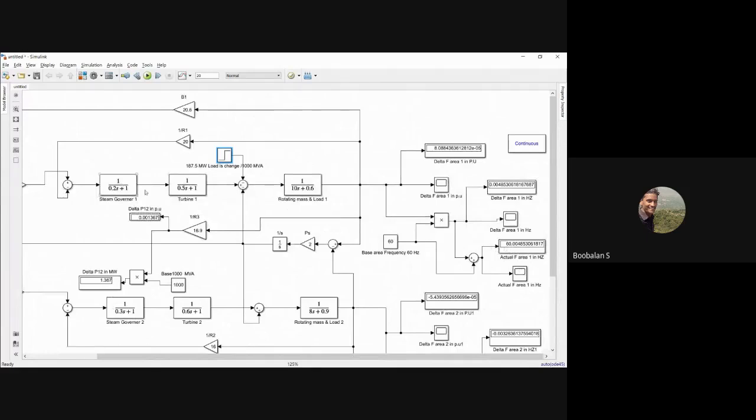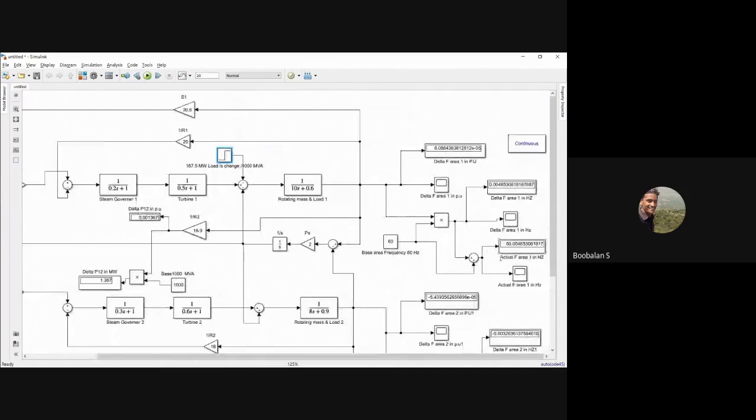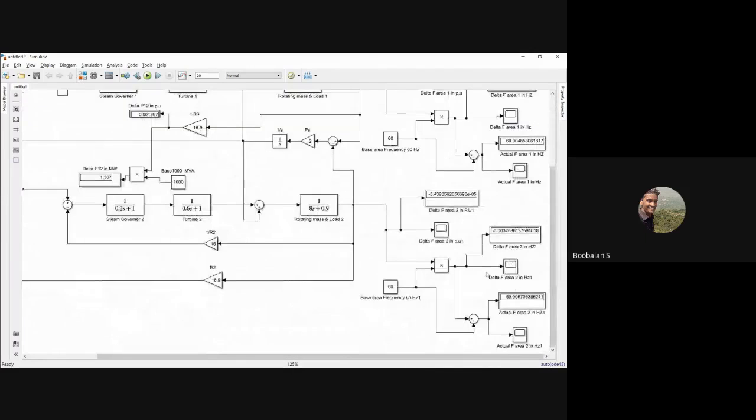Even though some error is now happening, my speed governor is adjusted with the help of the controller, the PI controller over here. This is my local frequency PI controller, it brings the actual frequency back to 60 Hz. The same way in my area number 2 also it's coming, right?